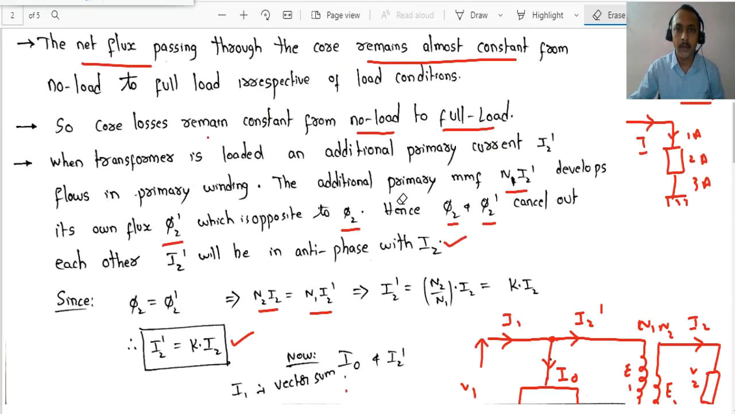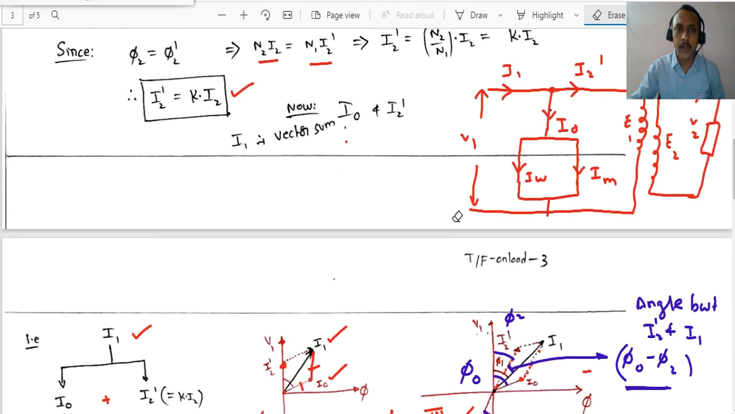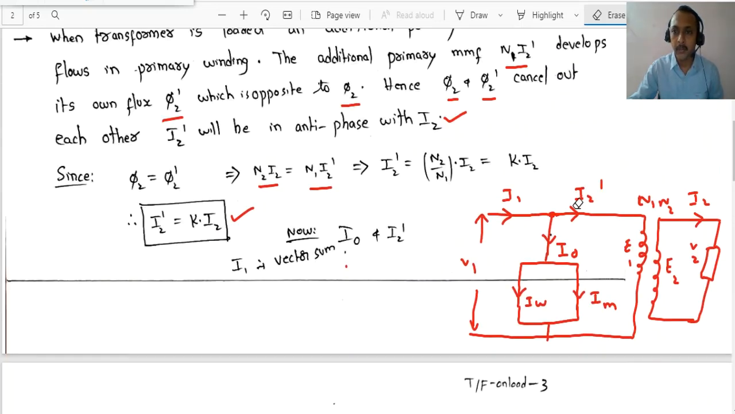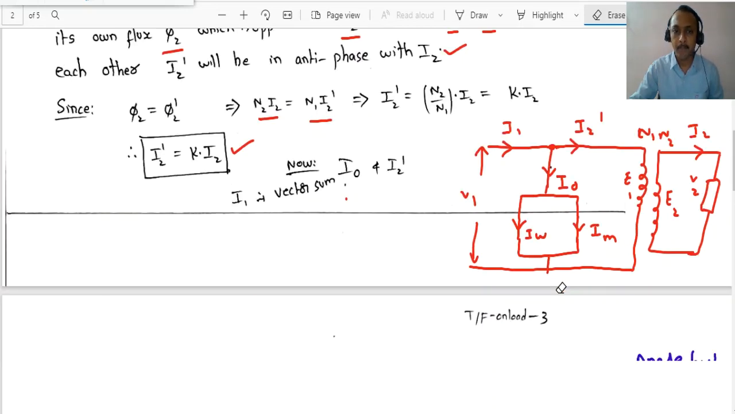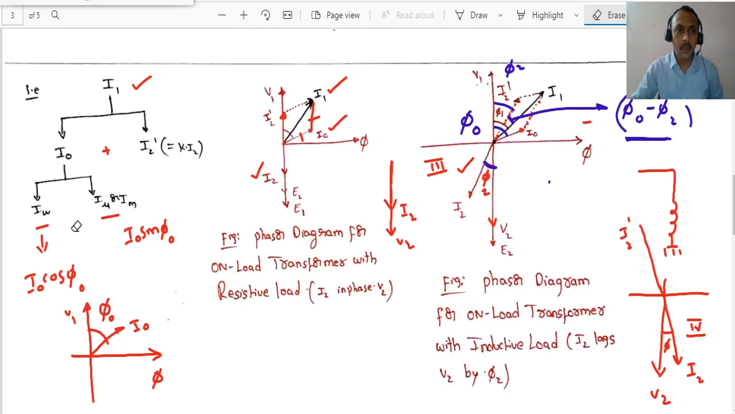Next, highlight that I2 dash is equal to K times I2. Now I1 is nothing but the vector sum of I2 dash and I0. This I0 is again divided into two components: one is the working component and the other is the magnetizing component. The working component is I0 cos phi 0, and the magnetizing component is I0 sin phi 0. You draw this vector diagram or phasor diagram.